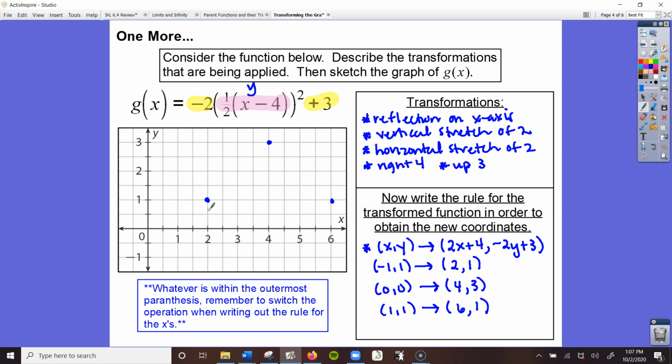And we can see here that not only did we have a vertical dilation, or a vertical stretch, but also that horizontal stretch. We can see that the points are facing down, so my parabola is going to be upside down. And that's because of the reflection over the x-axis. And then it also moved to the right 4 and up 3. So these transformations, again, confirm our work and our graph.